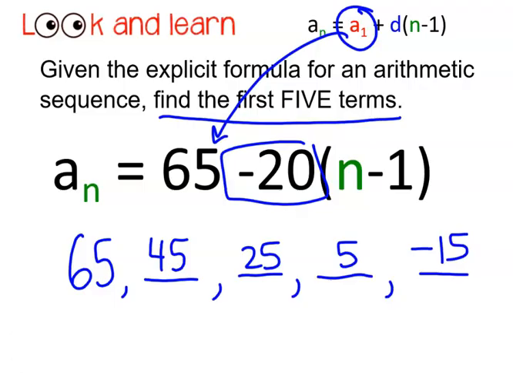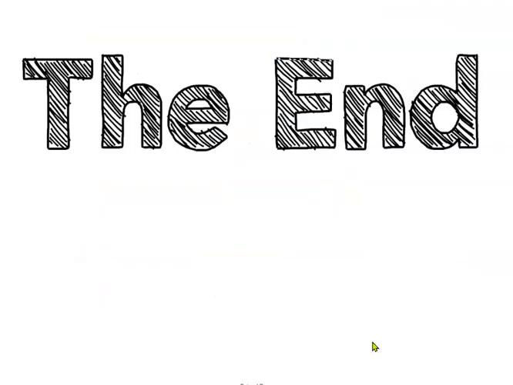And that's everything you need to know about arithmetic sequences.